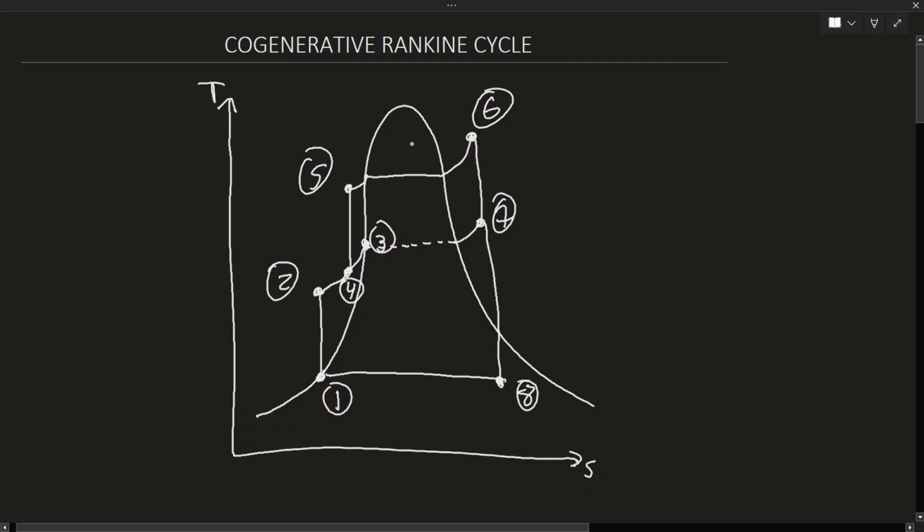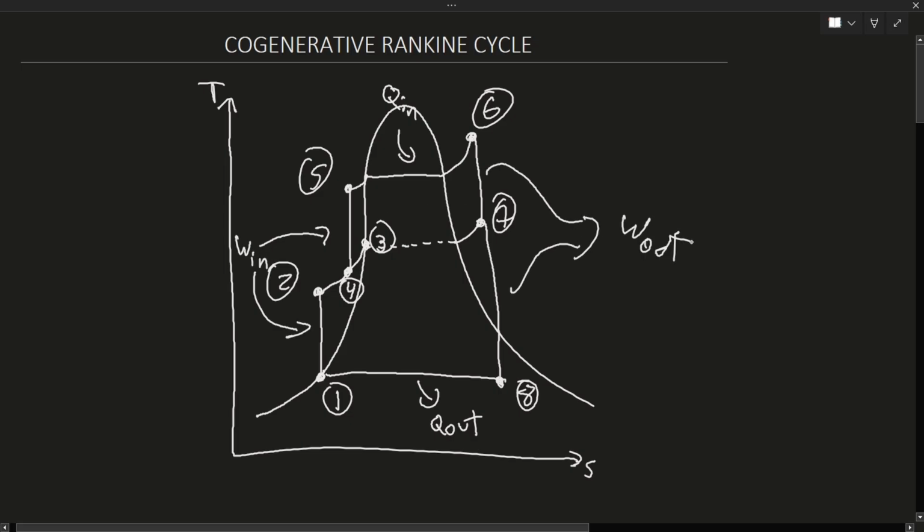So keep in mind, wherever you see curved lines, there's heat involved. And wherever you see straight vertical lines, there's work involved. So over here is work in, and over here work out. The cogenerative Rankine cycle kind of looks like your closed feed water systems, where a portion of your water, a fraction, which is Y, goes into the cogenerative heater, and the rest just follows the normal path, and that's it.